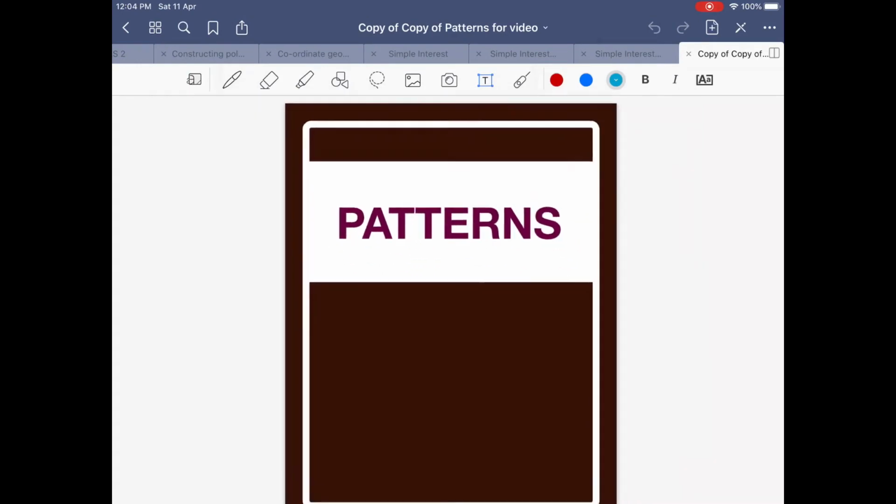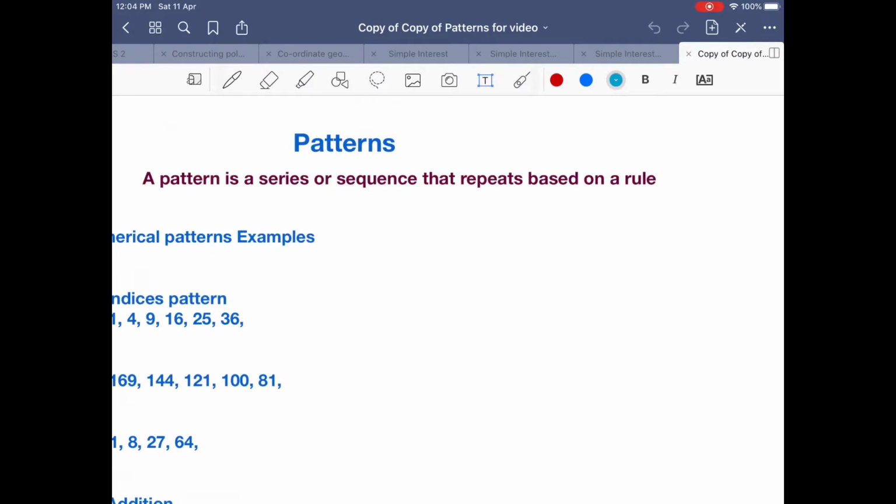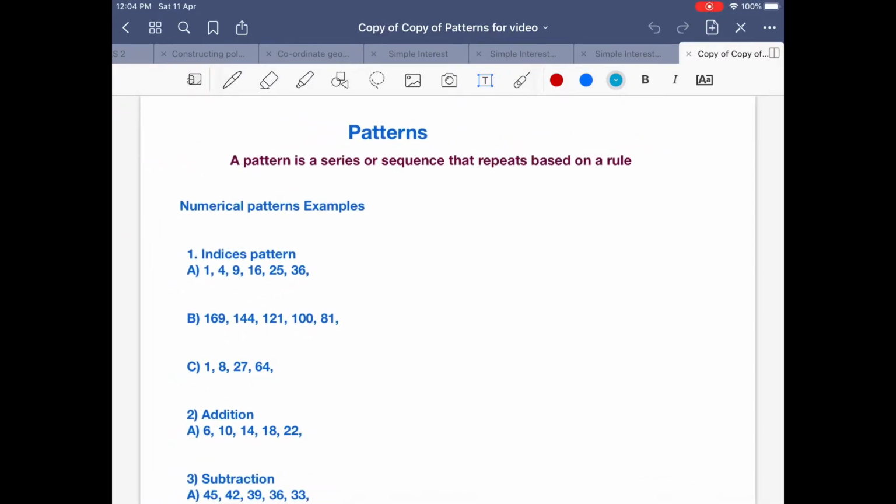Patterns. What is a pattern? A pattern is a series or sequence that repeats based on a rule. So there are many different types of patterns. There's no real way for us to limit or define all the types of patterns.